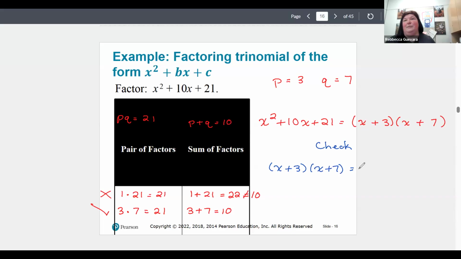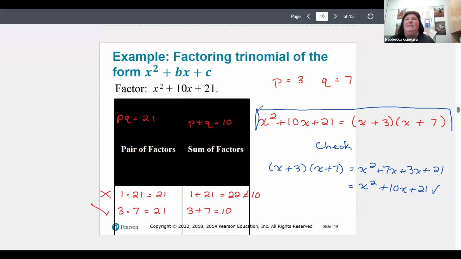So if I FOIL this, I'm going to get x squared plus 7x plus 3x plus 21, which when I simplify is x squared plus 10x plus 21. Check it out. So this, in fact, is my factorization. So x squared plus 10x plus 21 factors into x plus 3 and x plus 7.